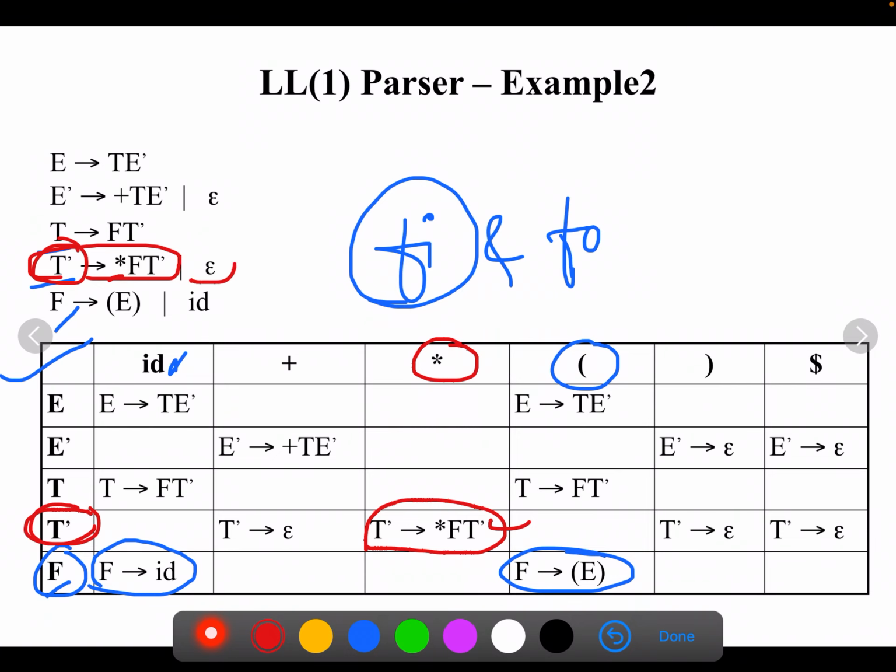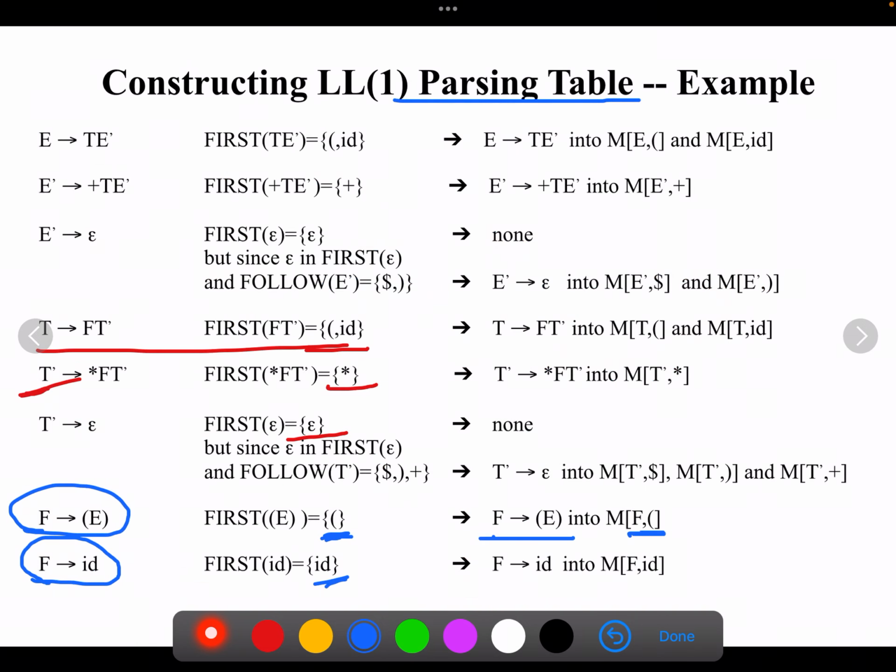T dash also produces epsilon, but if it has an epsilon production, as I said earlier, the follow set should include that production, not the first set, because there is no epsilon on the column. That's why you have to go to the follow set, consider all the follow elements and write this production. So we will do that later at the end. First we do only first set elements.